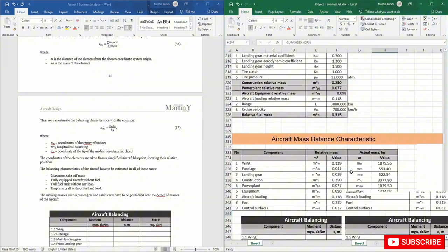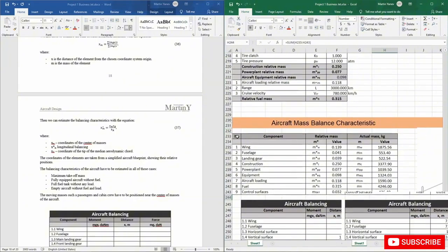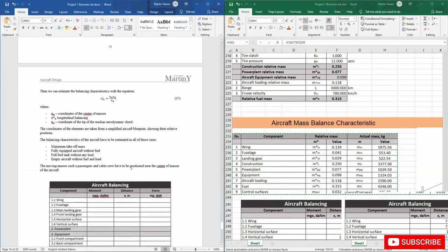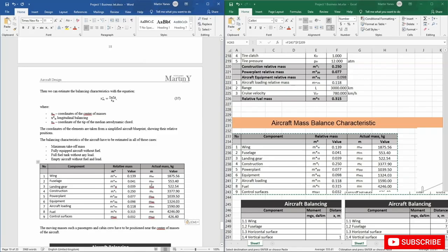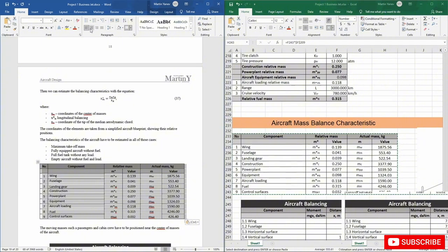So that was it, guys, for today. I will actually copy and paste this table inside our project, and I'll paste it right here just before our aircraft balancing table, so a person that looks at your project can simply see the mass of the aircraft before starting to do the balancing.